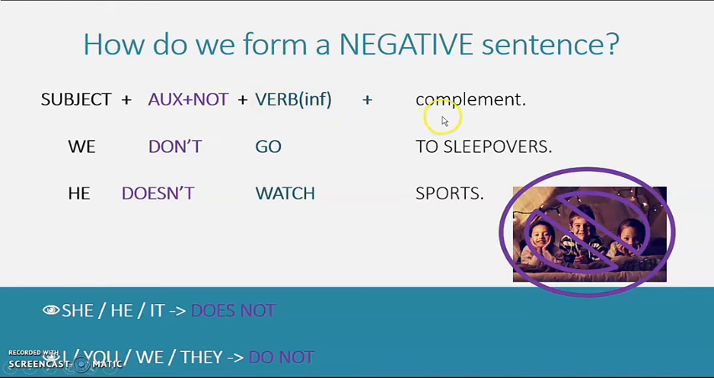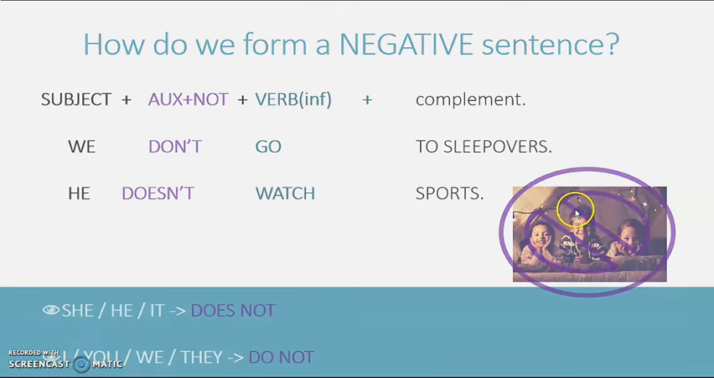For example, we don't go to sleepovers. He doesn't watch sports. So remember that when we have he, she, it, the auxiliary will be does, in this case does not. And when we have I, you, we, they, the auxiliary will be do, in this case, do not.